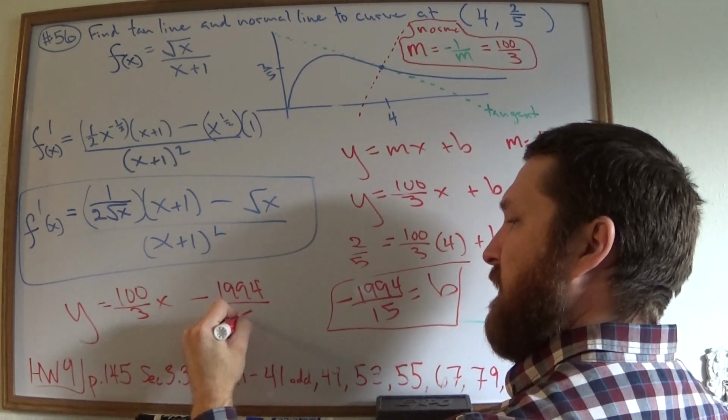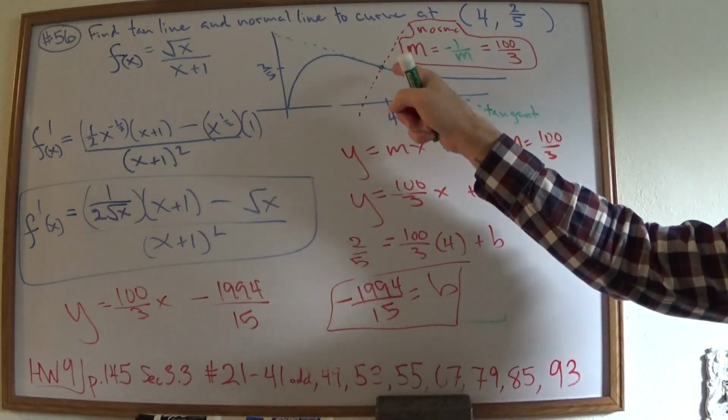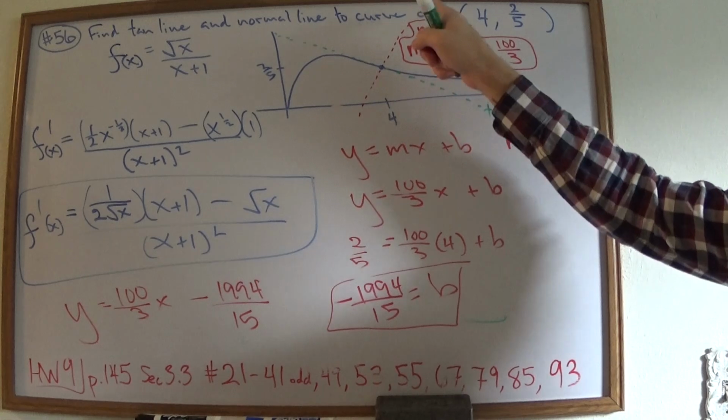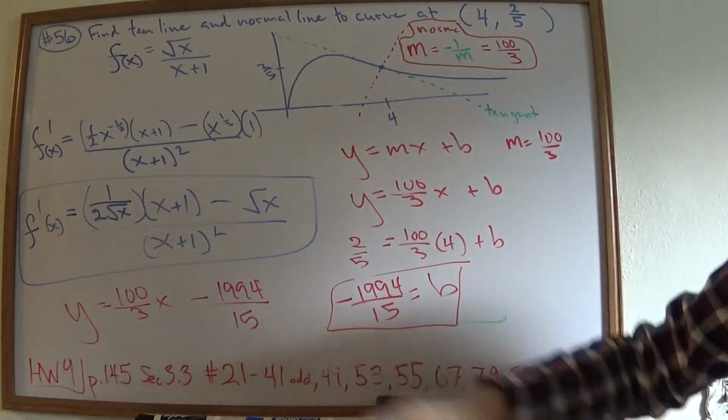1994 over 15. Again, let's assess this. It's a positive slope. Should it have a positive slope? Yep. The y-intercept is negative. Should it be negative? That makes sense.